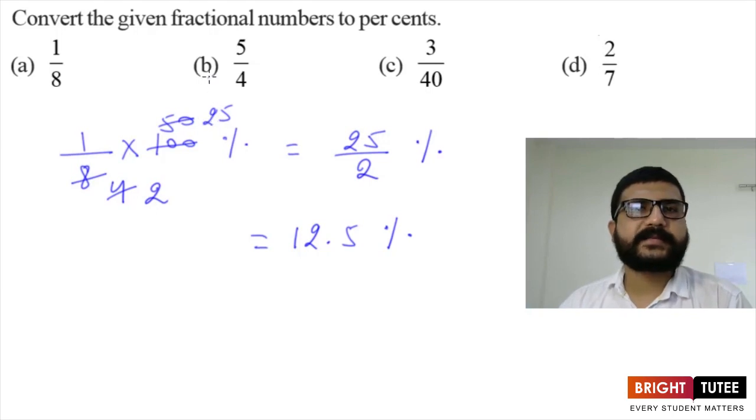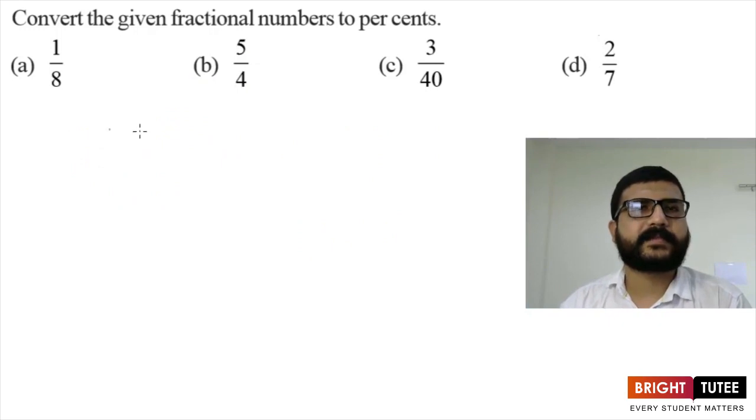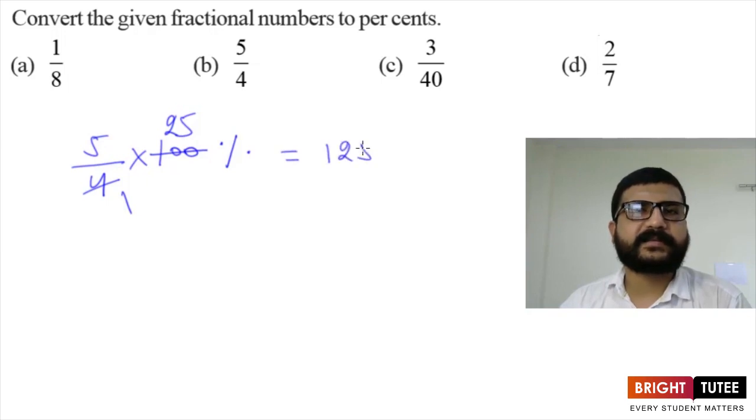And the next one is 5 upon 4. We have to simply multiply this with 100 percent. Now 4 ones are 4. 4 into 25 gives us 100. So now 5 into 25 will be 125%. So 5 upon 4 is equal to 125%.